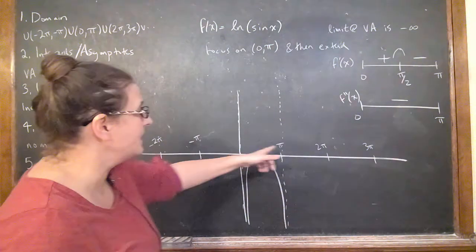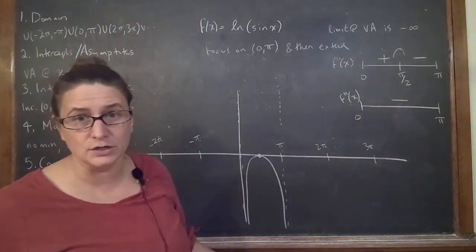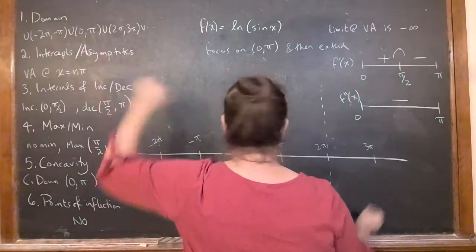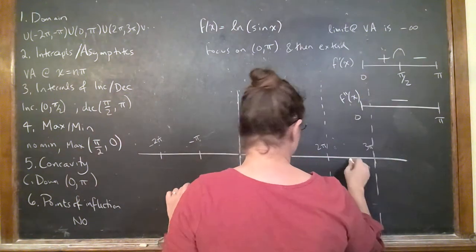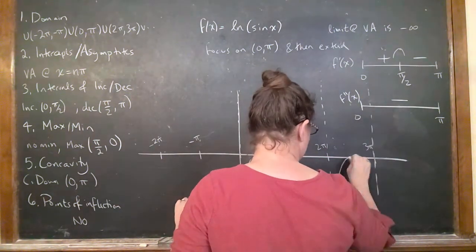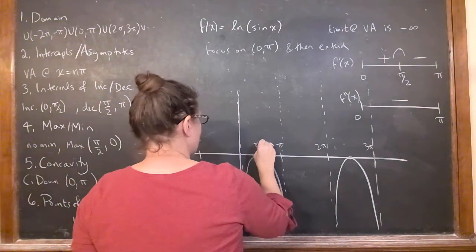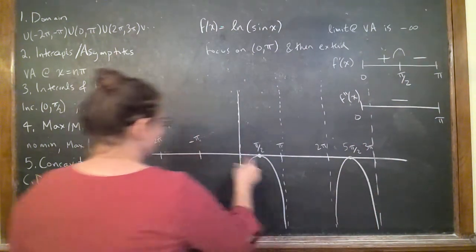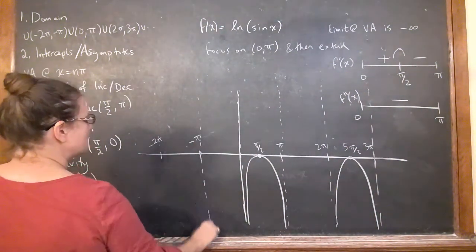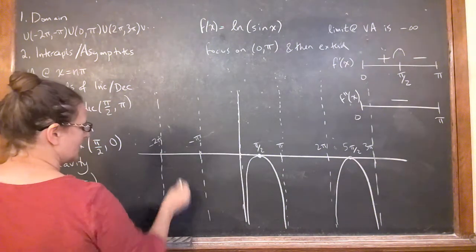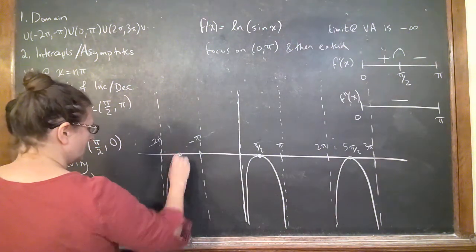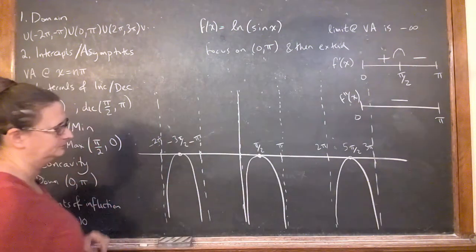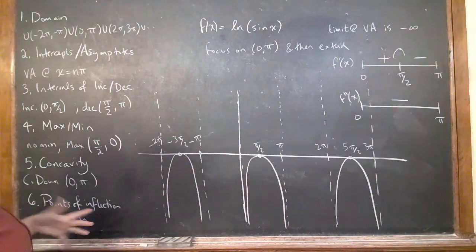Now, between pi and 2 pi, I have no function because it's not on the domain. I can't. So between 2 pi and 3 pi, though, I have exactly the same picture. So this is pi over 2. This is 5 pi over 2. And then nothing here. And then again, we're going to have this here. This is going to be what, minus 3 pi over 2? Okay. So this is what the graph is going to look like.